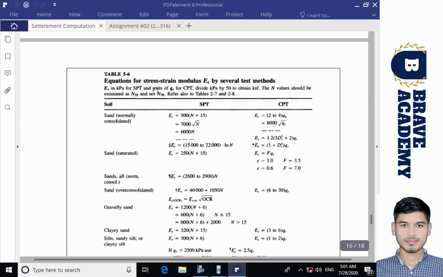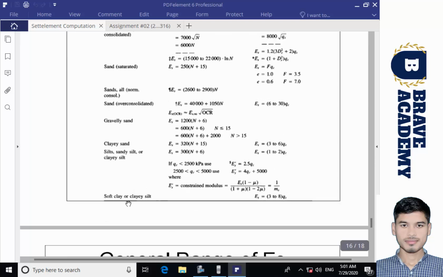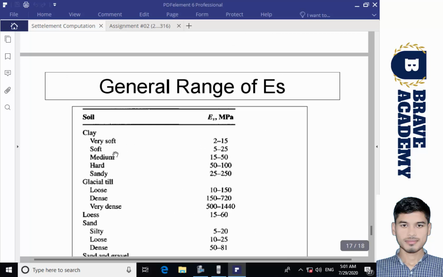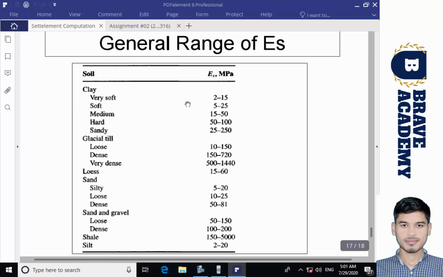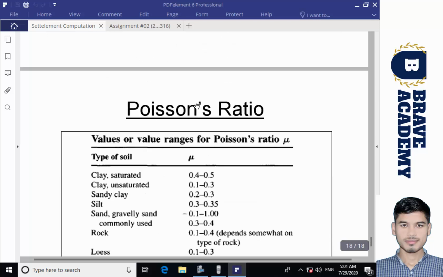You can estimate your Es value corresponding to the SPT values and CPT values. These are the formulas for SPT values related to your soil. You can estimate your Es value by SPT values and by CPT values according to your soil by this table, and by this table you can also estimate your Es value. For very soft clay, the Es value will range from 2 to 15, and similarly for others.